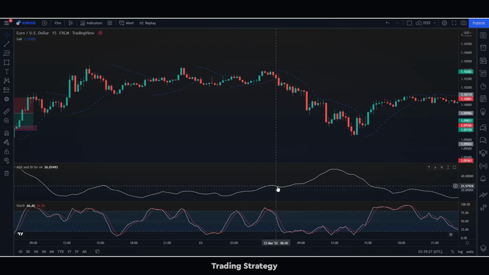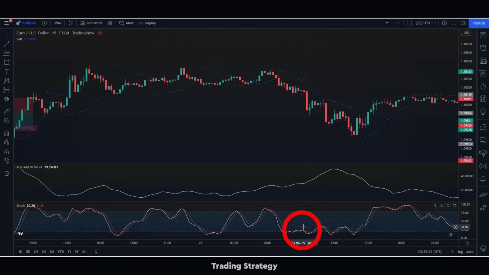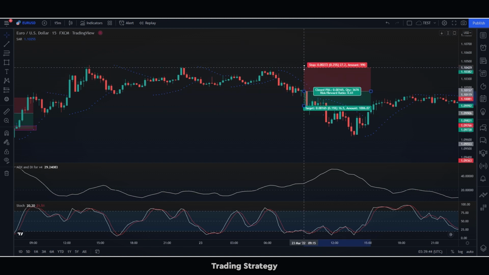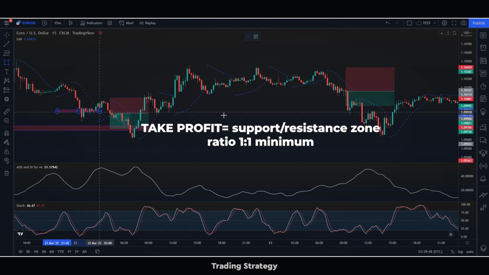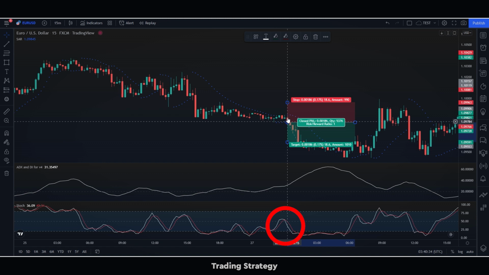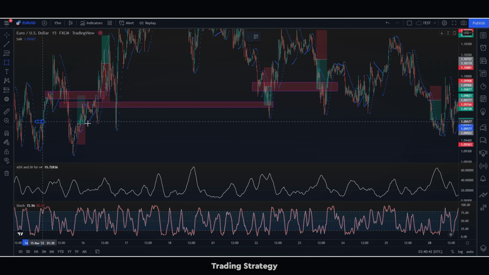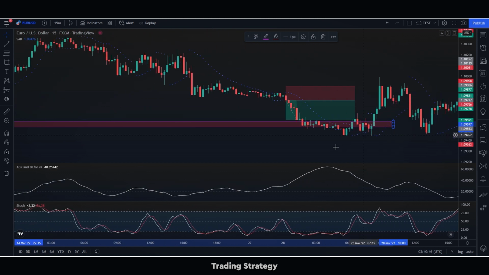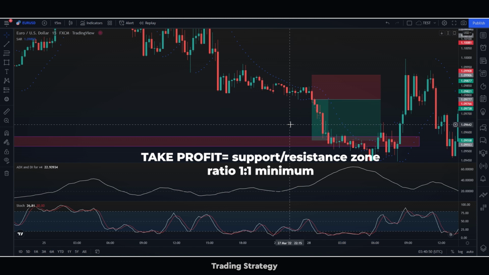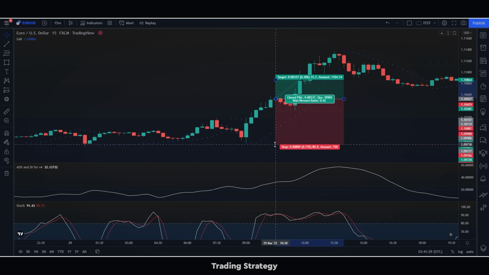Now, let's see some more examples so that it is better understood. This is a really simple strategy that anyone can trade and it gives excellent results.